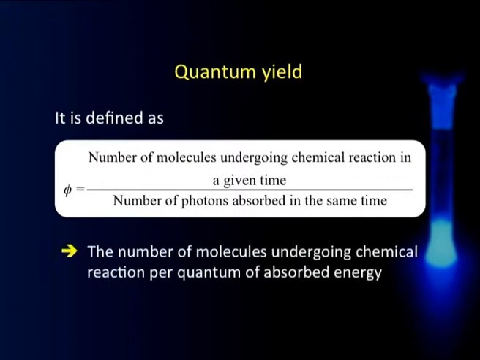If we look at it in terms of the conceptual part of it, this basically refers to the number of molecules which undergo reaction per quantum of the absorbed energy. Suppose one photon is absorbed, how many molecules undergo the reaction? If it is 1, its quantum efficiency will be 1. If it is more than 1, it will be more, and so on and so forth.